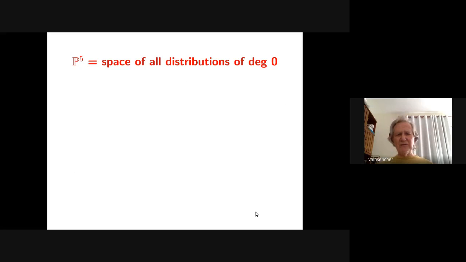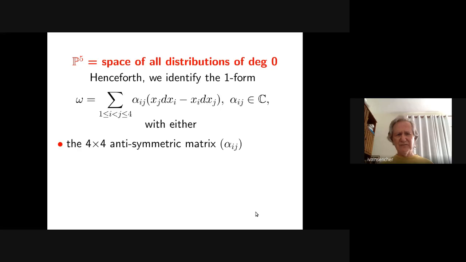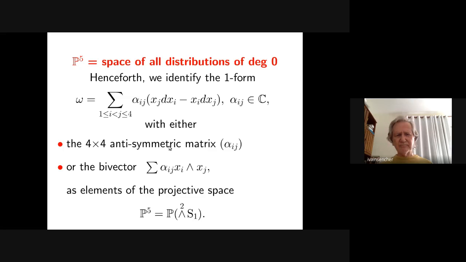So we have a space of distributions of degree 0, which is a P5. Okay. And now think of the points of P5 interchangeably as one form of this kind, or a 4x4 anti-symmetric matrix, or a bivector. So this P5 here is the parameter space for a family of distributions of degree 0. Among them, there is a distribution which corresponds to pencil of planes, and there is a distribution which corresponds to contact forms.